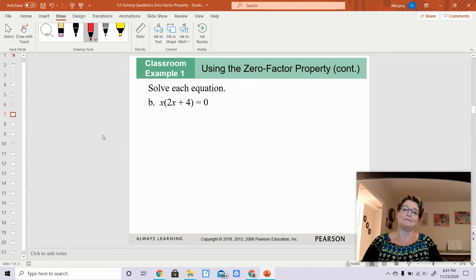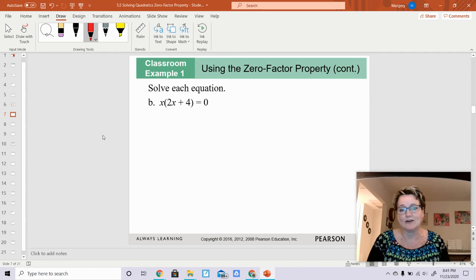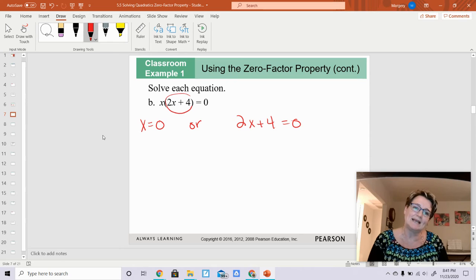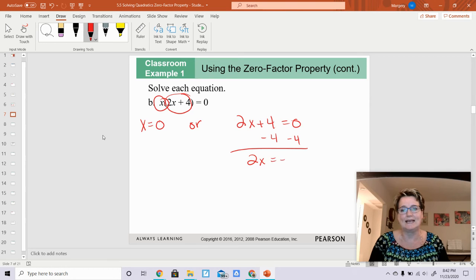All right, the next one. This one, again, is already factored for you. If you have x out here, you still have to set it equal to 0. Or, now we have the other one, which is 2x plus 4 equals 0. So you take what's inside here and what's outside here, and you set both of them equal to 0. I don't have to do anything with this one, but this one here I have to work a little. So I'm going to move 4 over, and I get 2x equals negative 4. I need to get x by itself, so I'm going to divide by 2. And x is equal to negative 2.